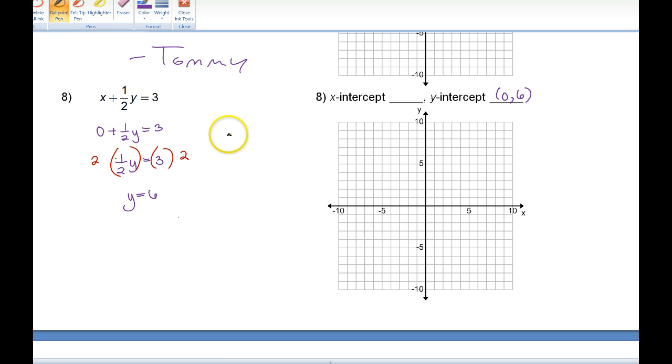And then for the other part, that makes it easy because 1/2 times 0 is just 0. Oops, that's supposed to be a 3. We get x equals 3. So 3, 0, 0, 6, and then connect them. What's up with these angles today?